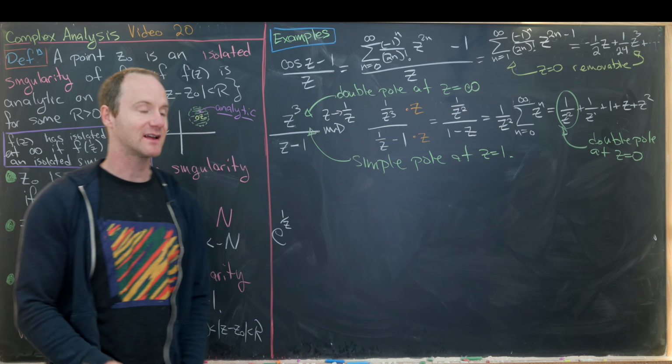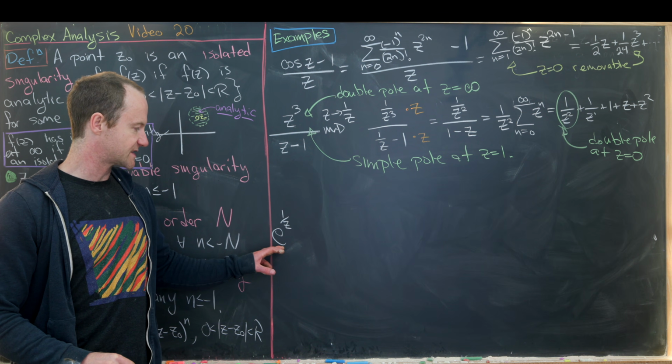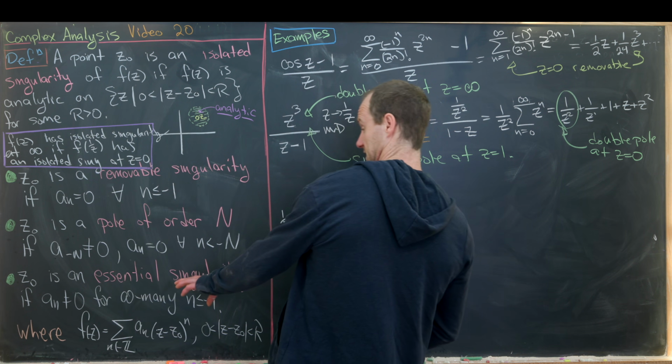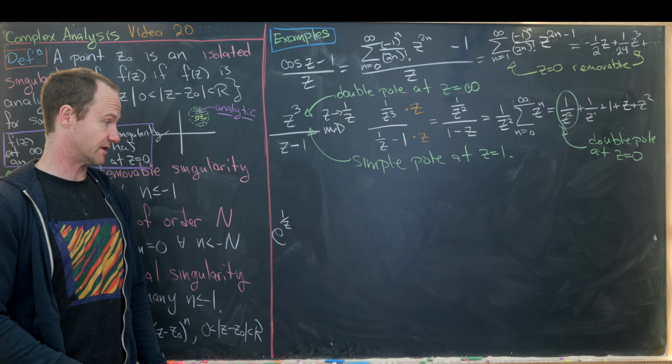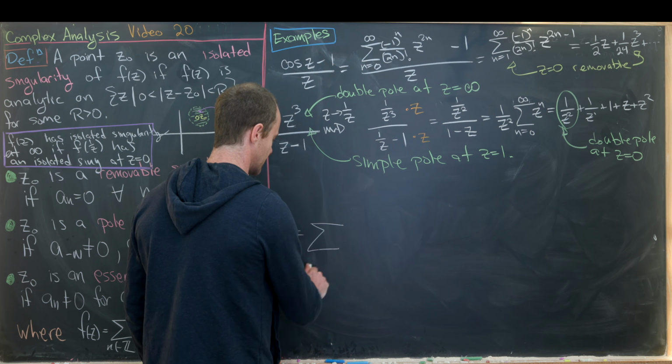So that's a complete classification of the poles of this function. Now let's look at this one right here, e to the 1 over z. We haven't covered any examples with essential singularities, so this should probably have an essential singularity, and we'll see that it does. We can see that by just taking the standard expansion.